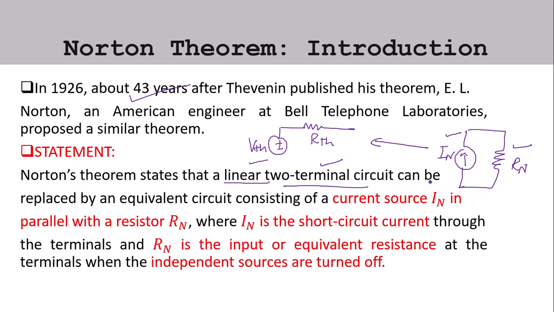Now, how to find I Norton, how to find R Norton, that is also given in the statement. I Norton is nothing but the short circuit current. It is the short circuit current across the load terminal. So IN has been defined as the short circuit current across the load. And R Norton is simply same as RTH. So there is nothing new in it.